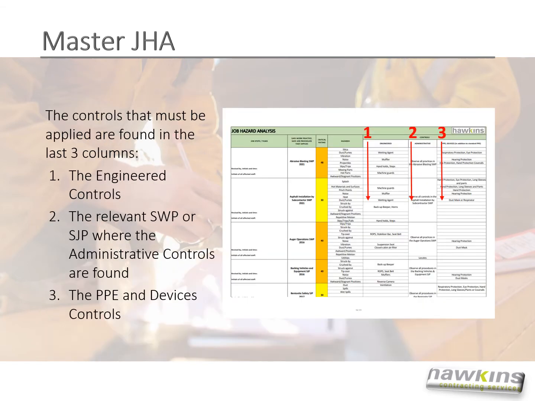The controls that must be applied are found in the last 3 columns. 1, the engineered controls. 2, the relevant safe work practice or safe job procedure where the administrative controls are found. And 3, the PPE and devices controls.